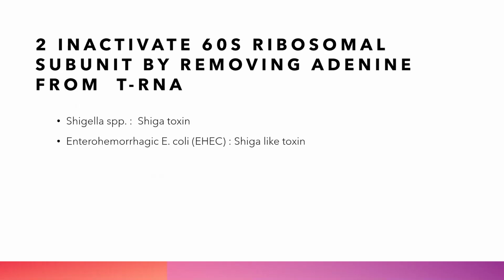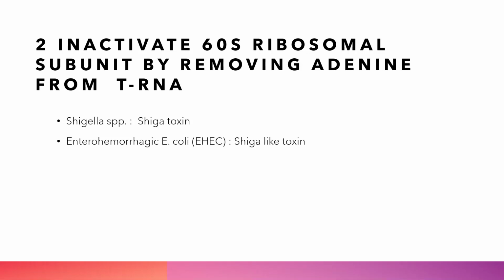So those are your 2 that inhibit elongation factor 2. Now there's 2 more bugs that inactivate the 60S ribosomal subunit by removing adenine from the rRNA. And these 2 bugs are your Shigella species using Shiga toxin, and your enterohemorrhagic E. coli, which is your EHEC, using a Shiga-like toxin.